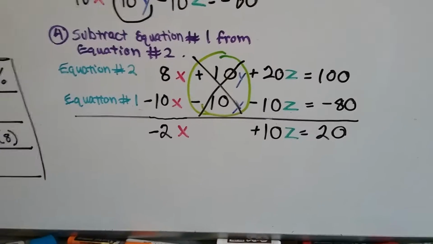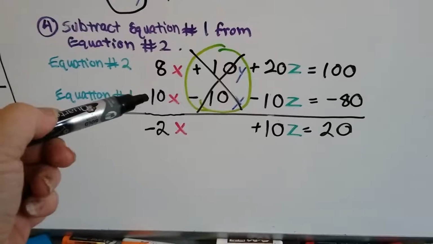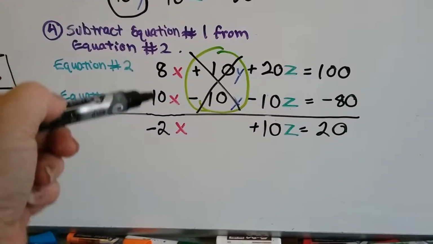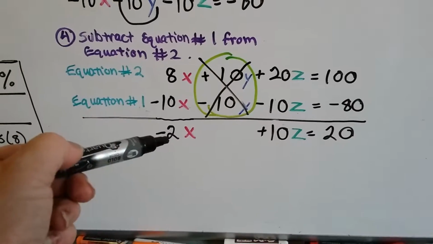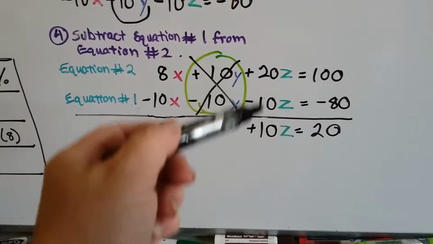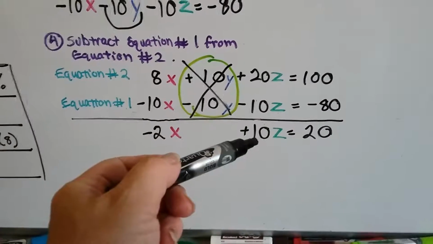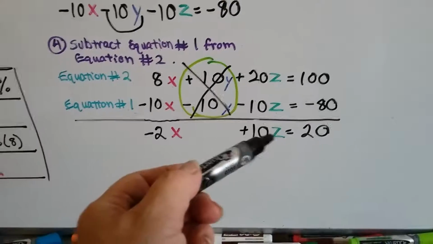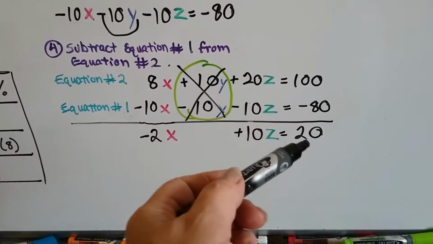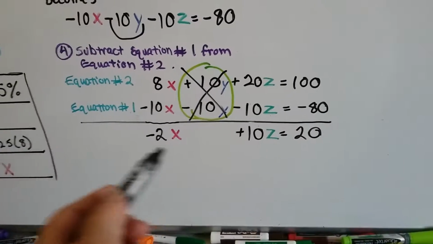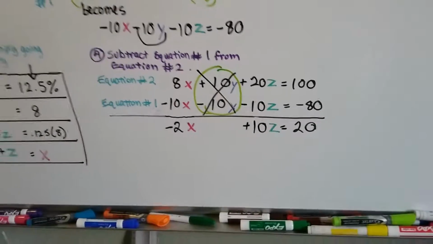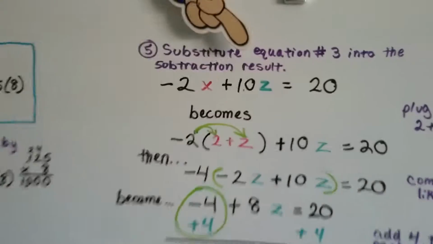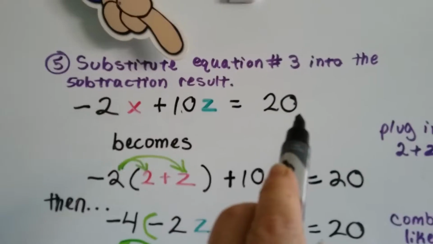We've eliminated the y. Well, 8x minus 10x, well, that's kind of big, so it makes the 8 go into the negatives. It's negative 2x. 20 take away 10 is 10, so now we've got 10z. We've got minus 2x plus 10z, and 100 take away 80 is 20. So now we've got this: minus 2x plus 10z equals 20.